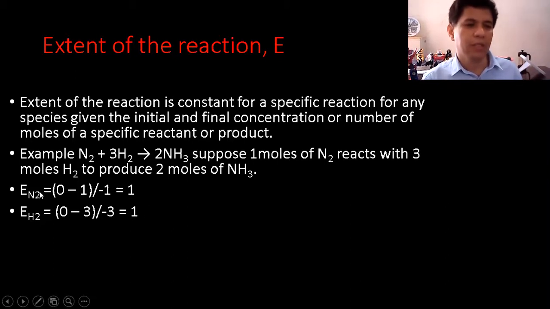So as you can see, the extent of the reaction for nitrogen is 1. The extent of the reaction for hydrogen is also 1. Okay, let's try to solve the extent of the reaction for ammonia.